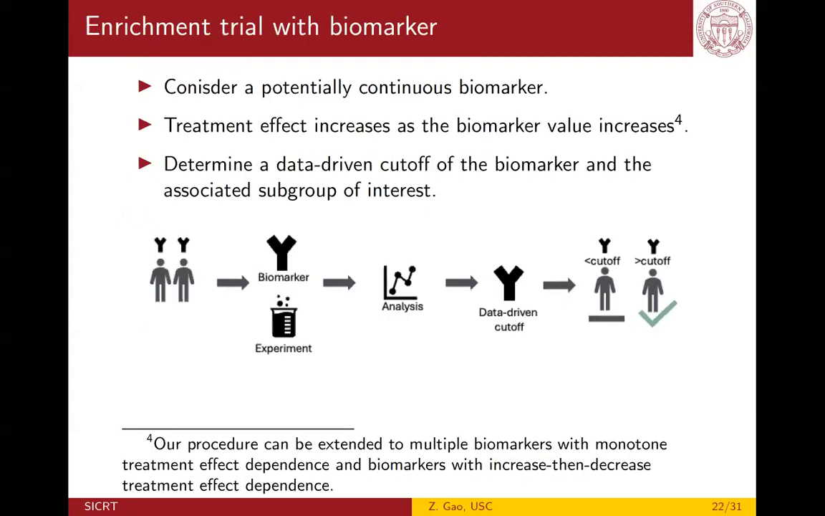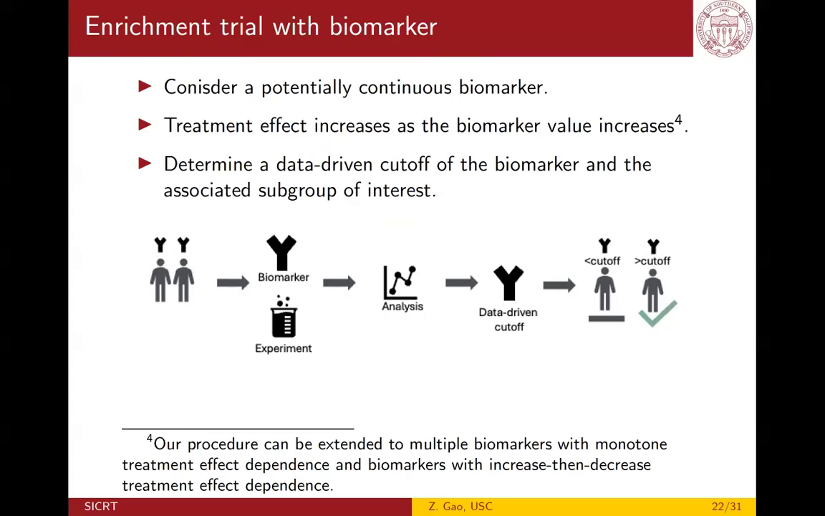So one is this biomarker is continuous. If we just determine the group of interest to be the biomarker larger than a value, then there could be infinite possibilities for that cutoff value. And second, previously I usually came up with pre-specified selected subgroups. But here we only have a biomarker. We don't really have a specified set of subgroup candidates. All right, so let's see how our procedure can be extended to address those two new challenges.